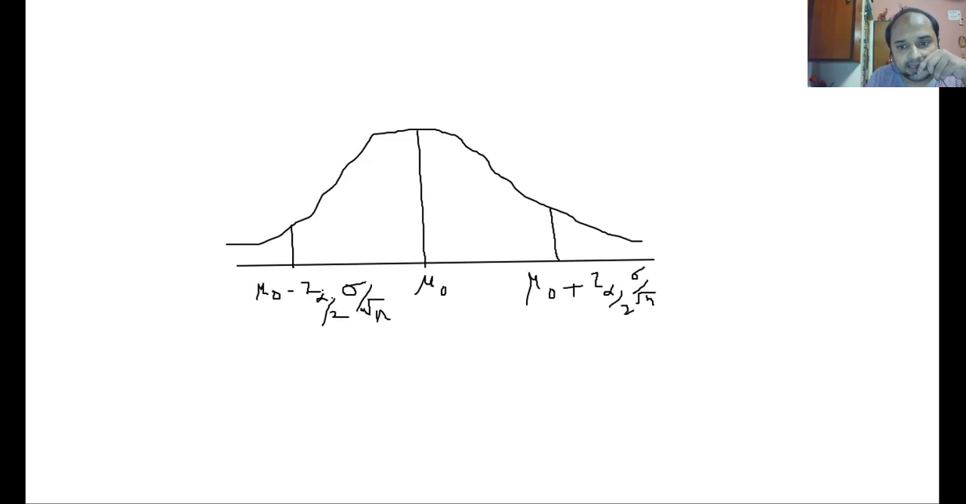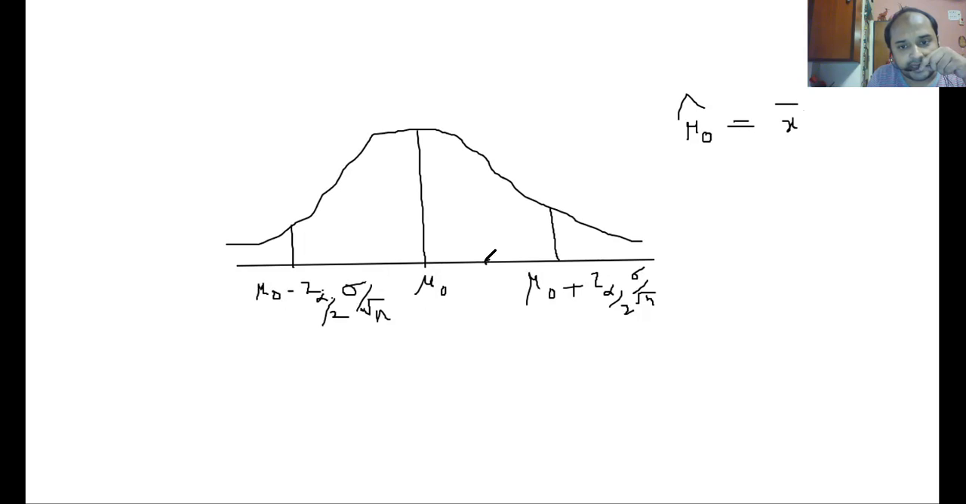Now where does this x bar come from and where does it lie actually? X bar is the estimate of mu0. We do not know the population mean, it is assumed. Mu0 is one of the assumed values of the population mean. Mu0's estimate is equal to x bar actually. So suppose x bar may lie here.